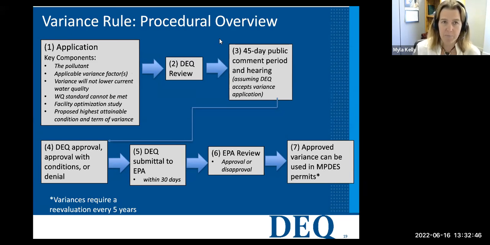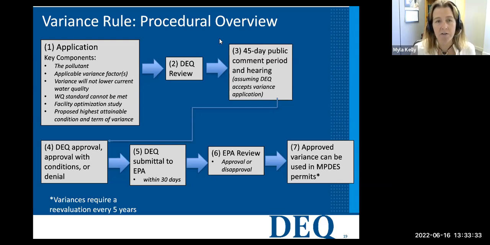The first step is the application process, and I think that the rule does a good job of laying out what those key components are that are required within that application. Mike and I touched on some of those things just now, but they include what the pollutant or pollutants, there could be multiple pollutants, are; the applicable variance factor, so that's one of those 6 factors that we were just talking about; a demonstration that the variance will not lower current water quality, so that's current ambient water quality; a demonstration that the water quality standard cannot be met; a facility optimization study; and the proposed highest attainable condition and the term of the variance.